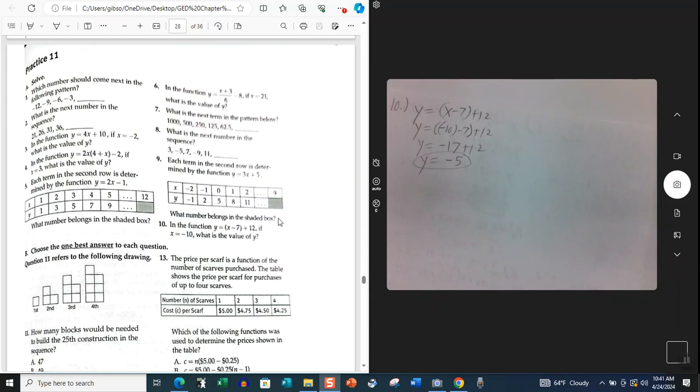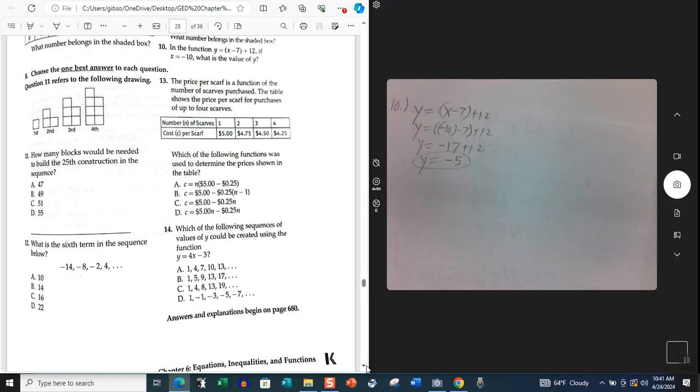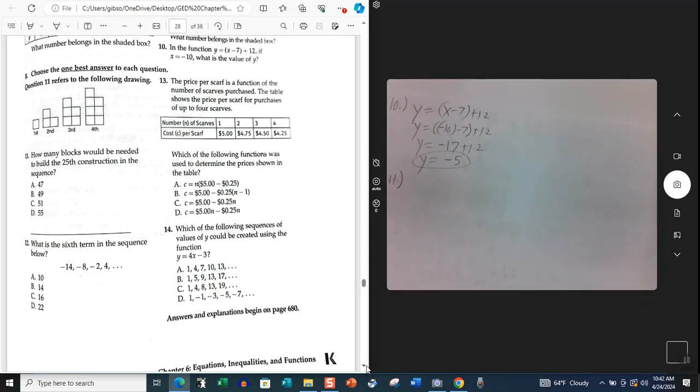All right, now we come on down here to, I think we go up to 14 problems. So we come down here to finish up 11 through 14. So B says choose the one best answer to each question. Question 11 refers to the following drawing. Okay, so now, number 11, it says how many blocks would be needed to build the 25th construction in this sequence?